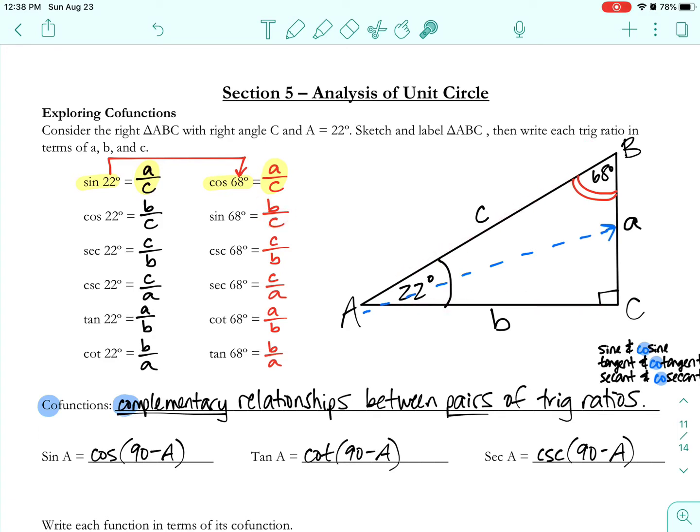That's the same thing, but notice here, 22 and 68, those are complementary degree measures. And in that case, cosine and sine is this new vocab word. They're called cofunctions. And the ratios will be exactly the same when the angles are complements of each other. And so what's interesting here is that you can go ahead and copy this ratio or this definition down. For cofunctions, those are complementary relationships between pairs of trig ratios. So here are the three pairs.